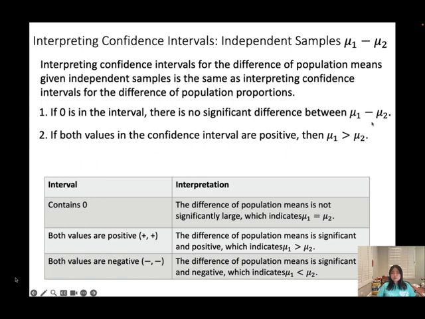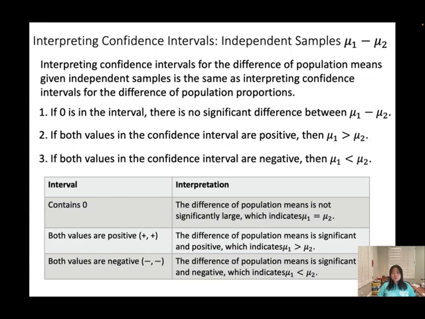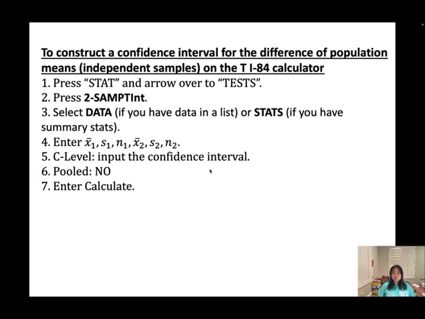If both values of the confidence interval are positive, then mean 1 is going to be greater than mean 2. And if both values in the confidence interval are negative, then we know mean 1 is going to be strictly less than mean 2. Okay, one more time. If you want to know more details about this part, you could review the video of session 7.5. This is the instruction for how to use your TI-84 calculator to calculate the confidence interval. I'm going to show you how to do it with your calculator later on.